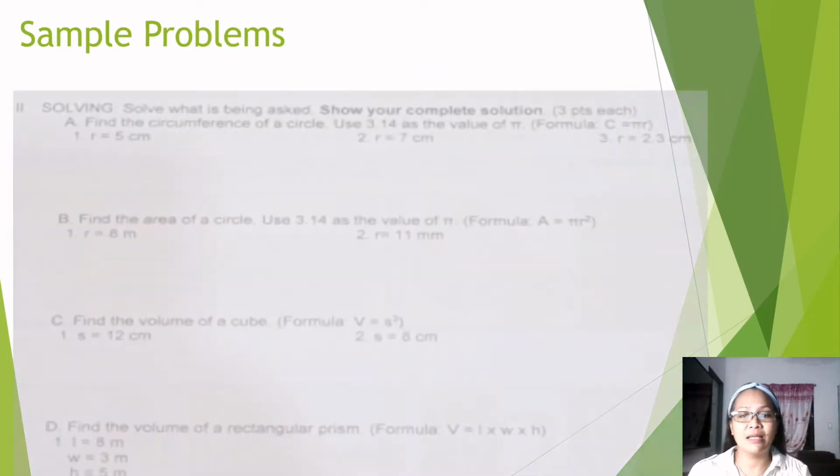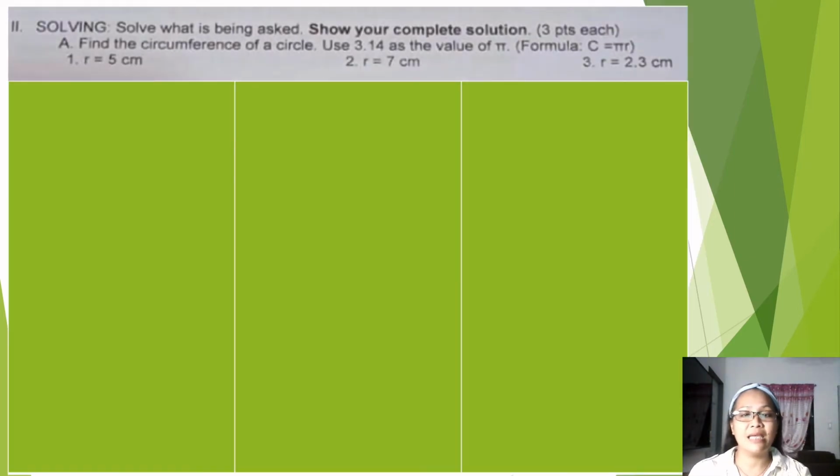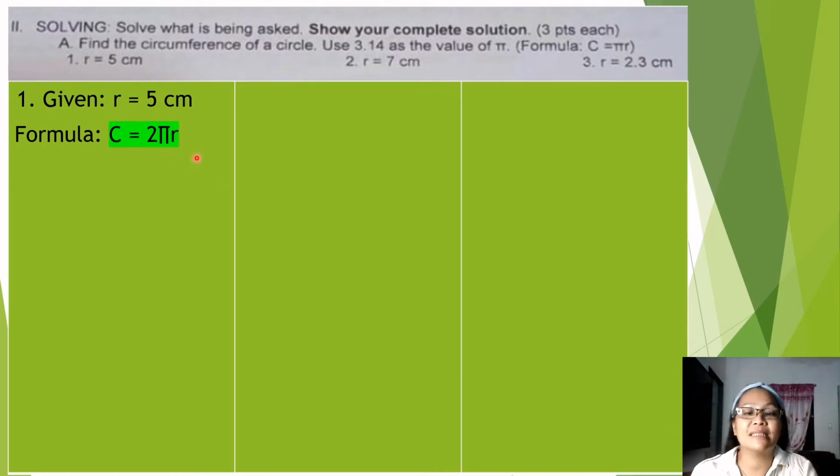Sample problems. Solve what is being asked. Show your complete solution. So we have letters A, B, C, and D. For letter A, find the circumference of a circle. Use 3.14 as the value of pi. For number 1, our given is r equals 5 centimeters. For our formula for a circle, we have C equals pi d or C equals 2 pi r. Since the given is r, we will use C equals 2 pi r.